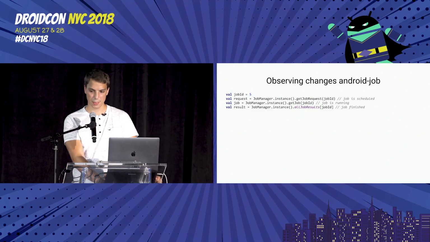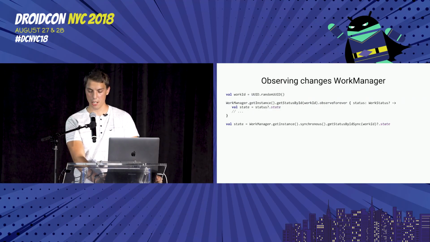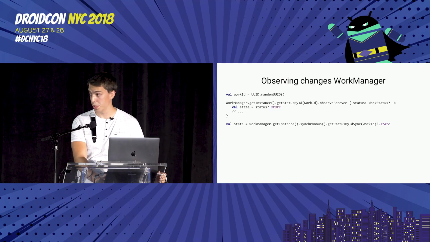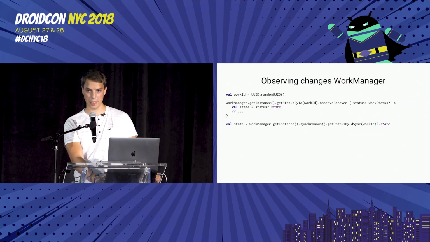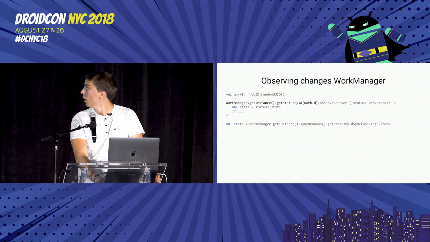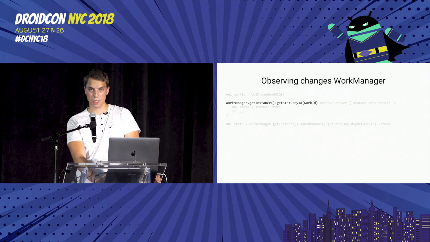Observing changes is an API that Android Job doesn't have. There's only a way to check if a job is scheduled, is currently running, or did it finish already. WorkManager has a way nicer API for this, where you can really observe the changes. If you want to observe one specific worker, you need to know its UUID. And then you can call get work status by ID, for example, which returns a live data object where you can start observing your job.